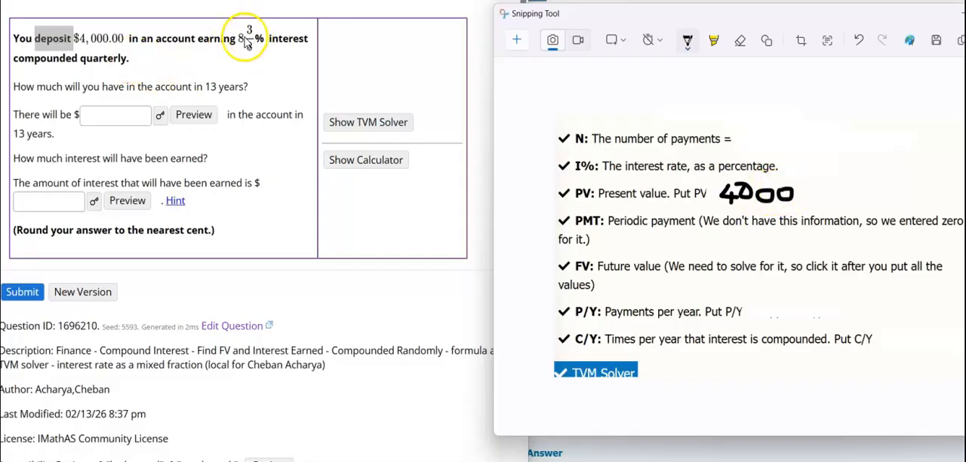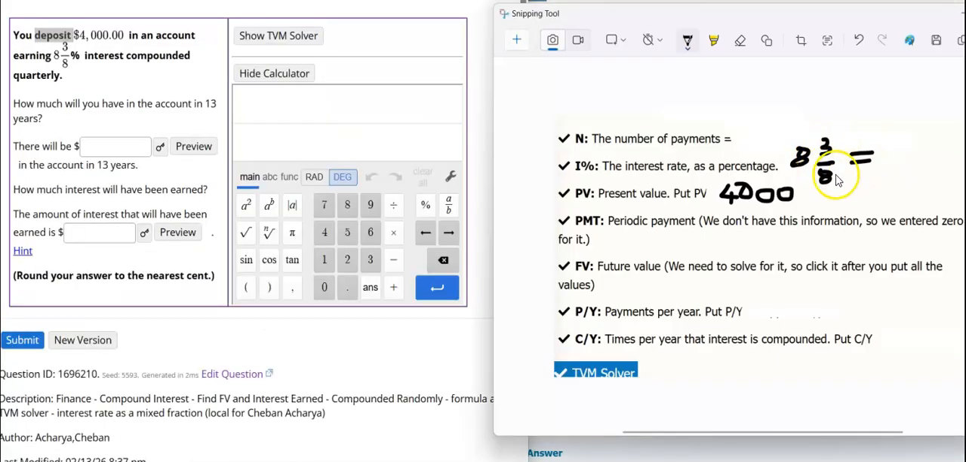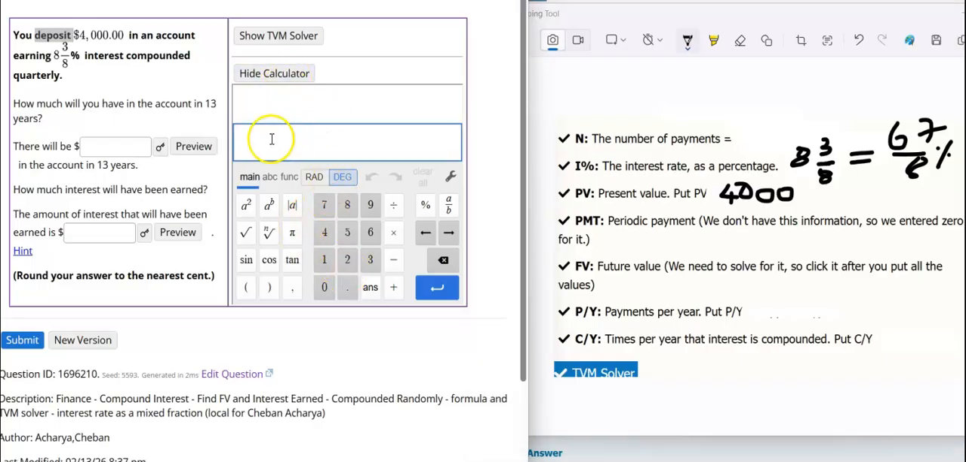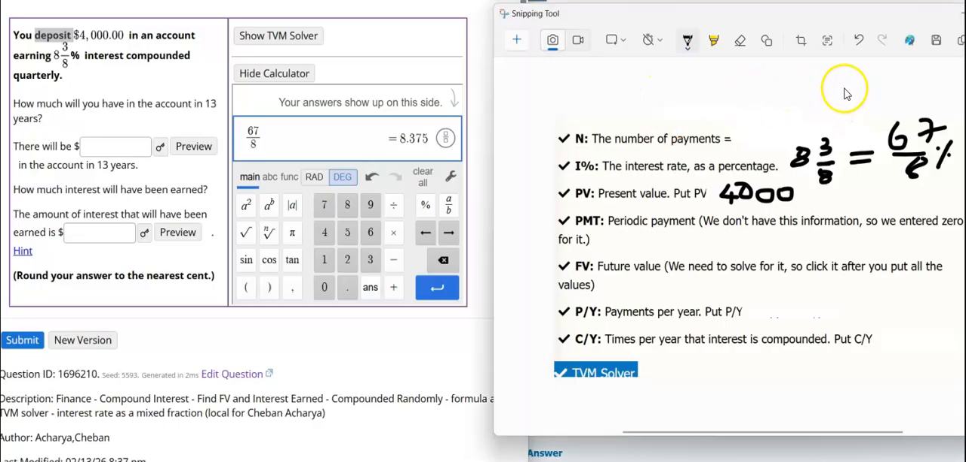And now 8 3/8 is the interest. So interest is I percent, the I value is 8 3/8. This is the same as if you change this mixed number to an improper fraction: 8 times 8 is 64, plus 3, 67, divided by 8 percent. Let's see how much that is going to be. I use a calculator here. 67 divided by 8 gives you 8.375. This is the I value in the TVM solver.